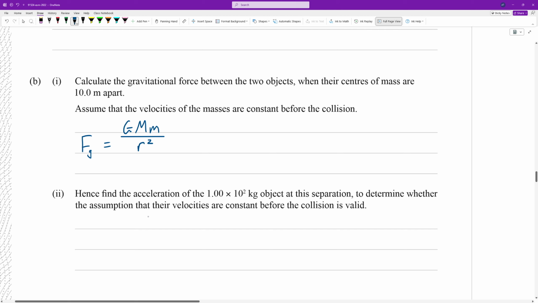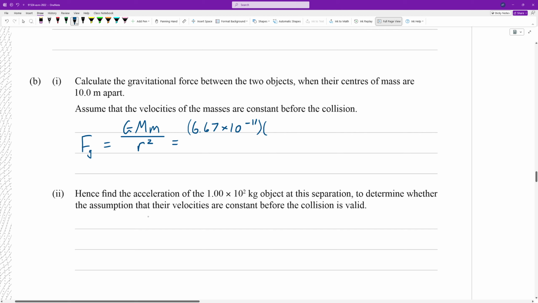Now capital G is the gravitational constant. It's not acceleration due to gravity, but it's a constant anywhere in space, no matter what bodies are around with the different masses. And that is on your formula sheet with a value of 6.67 times 10 to the negative 11. Let's put that in brackets.